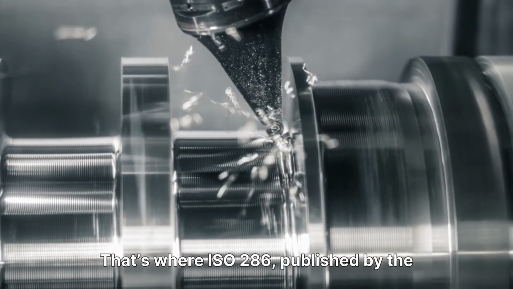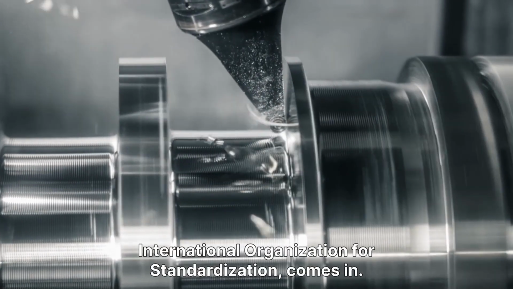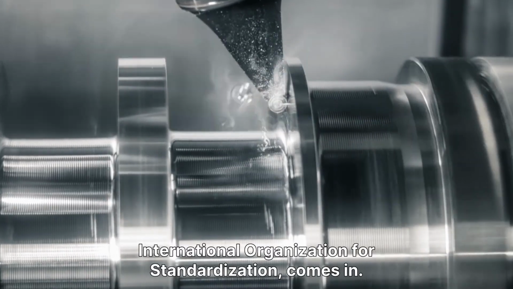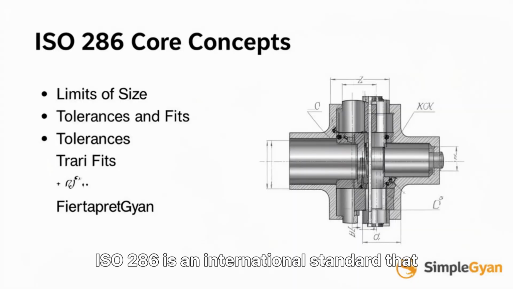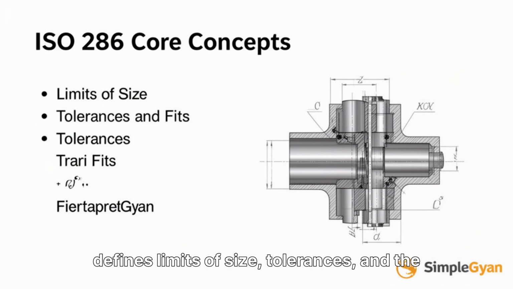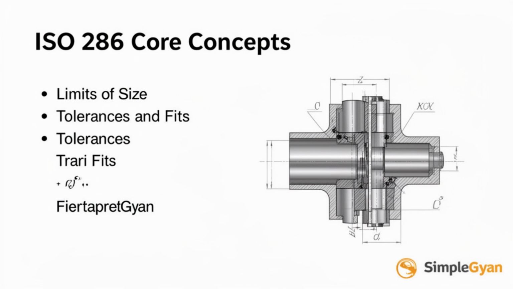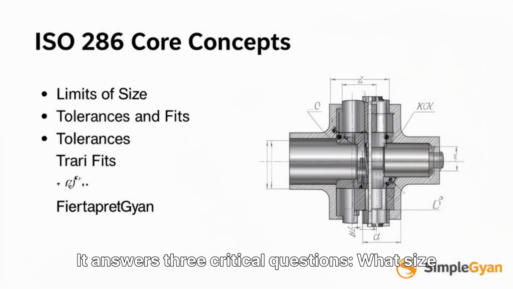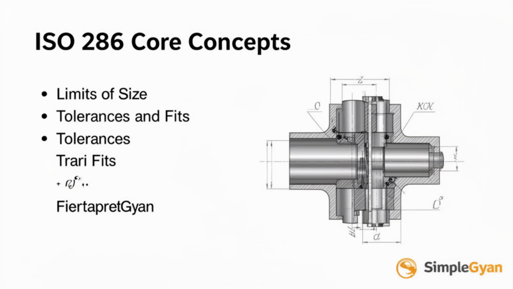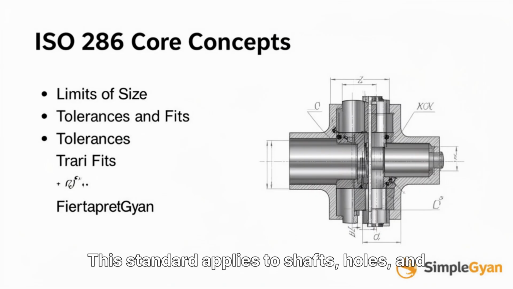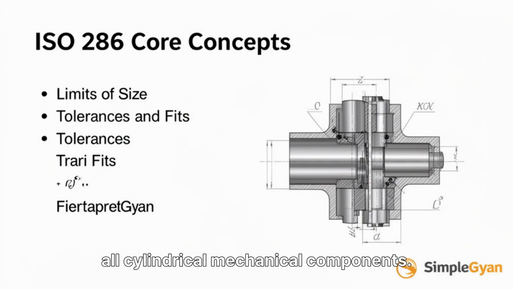That's where ISO 286, published by the International Organization for Standardization, comes in. ISO 286 is an international standard that defines limits of size, tolerances, and the fits between mating parts. It answers three critical questions. What size can a part actually be? How much can it vary? And will it be loose, tight, or press-fitted? This standard applies to shafts, holes, and all cylindrical mechanical components.